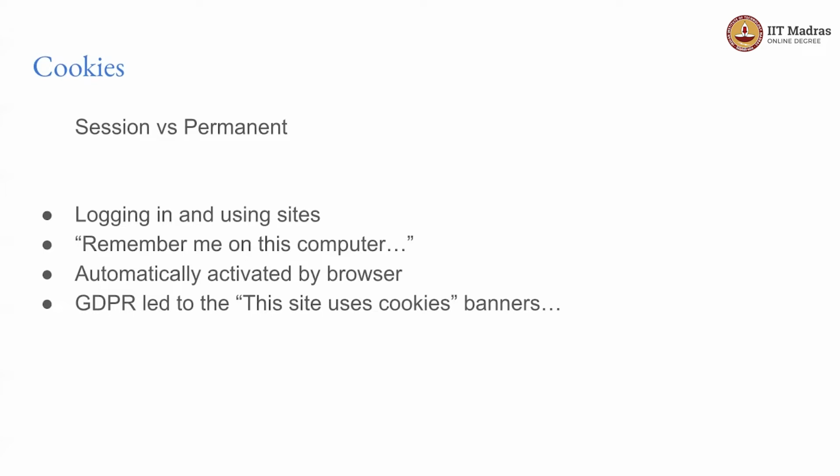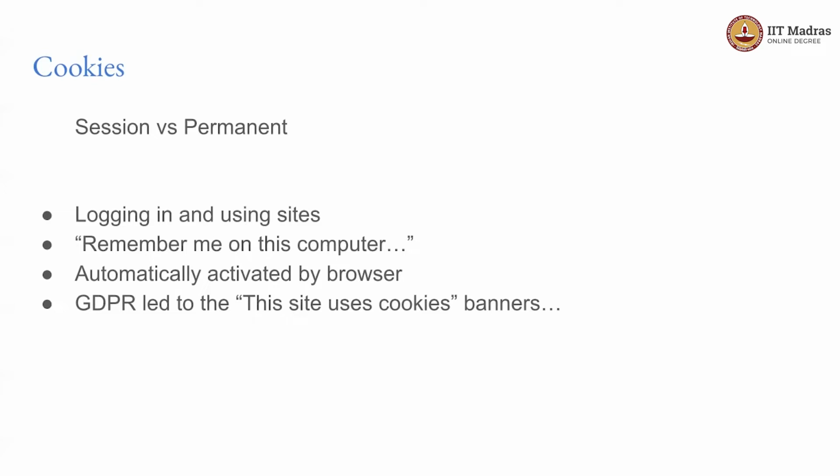Permanent cookies are potentially a little more problematic. They are the ones that come when you do things like "remember me on this computer." They're problematic primarily because they are automatically activated by the browser. Once a permanent cookie has been set, the browser will just automatically send it to the server without checking with you each time. Now, this is primarily for convenience, but on the other hand, potentially might be a data leak.